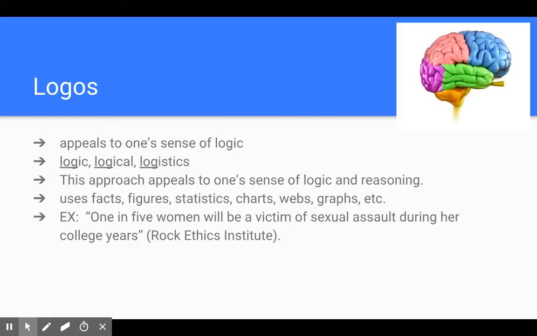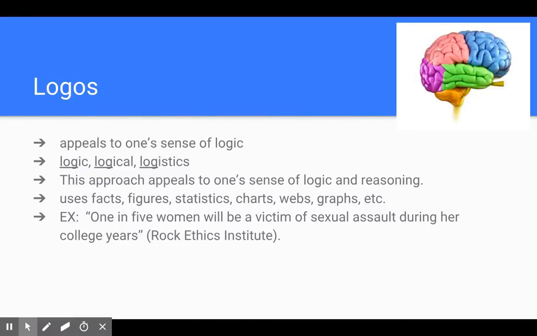Finally, logos. Logos is an appeal to one's sense of logic. So logos, logic, logical, logistics. You're using this technique to appeal to someone's sense of reasoning, right? Reasonably, you can't argue with specific facts or numbers or statistics. 1 in 5 women will be a victim of sexual assault during her college years. If your topic is on sexual assault, you can't argue with this fact.